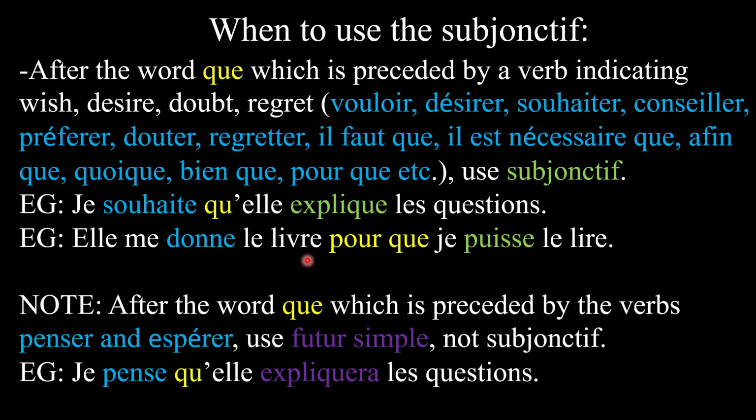Elle me donne le livre pour que je puisse le lire. This is pouvoir put into the subjunctive because it is following pour que, so that. She gives me the book so that I can read it. Pouvoir put in the subjunctive for je is puisse, irregular.